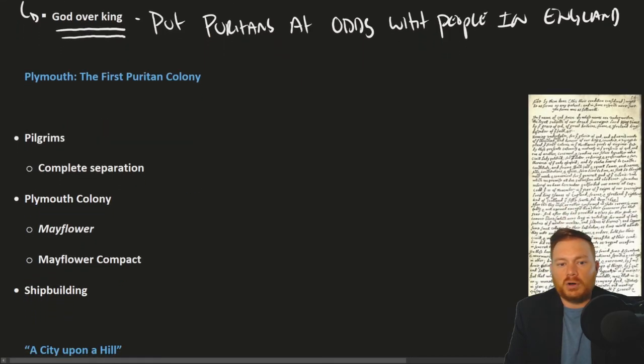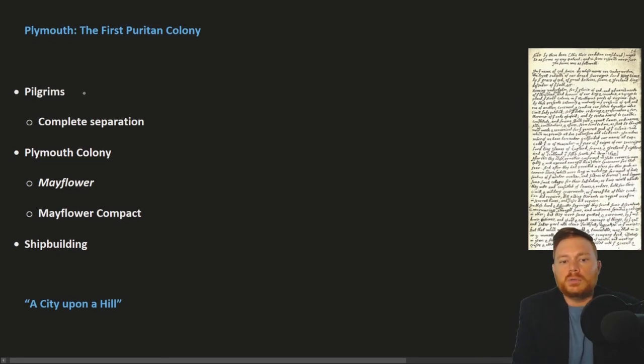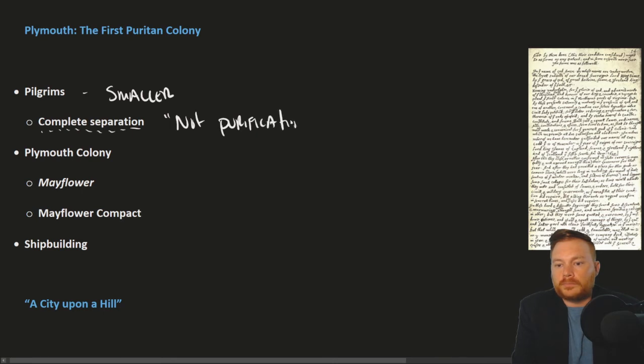This is mostly all review from last section. Remember, the Pilgrims were a much smaller group, less influential. They want complete separation, right? Not purification, but separation. In other words, the Church of England can't be purified. It's too far gone. Separation.